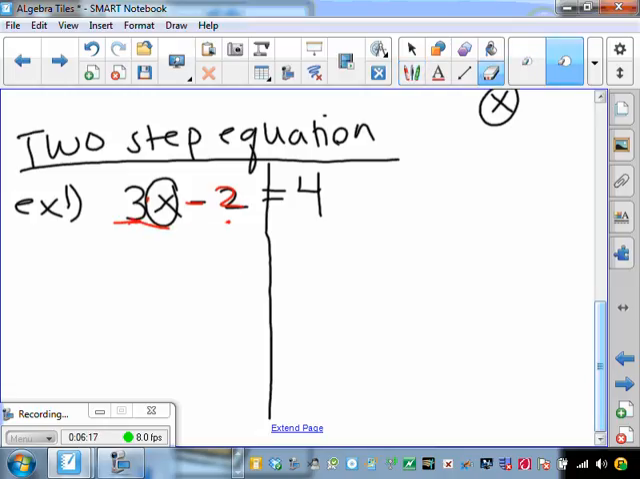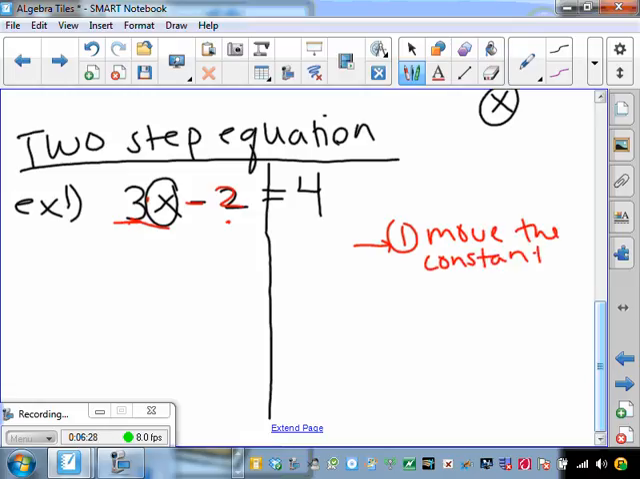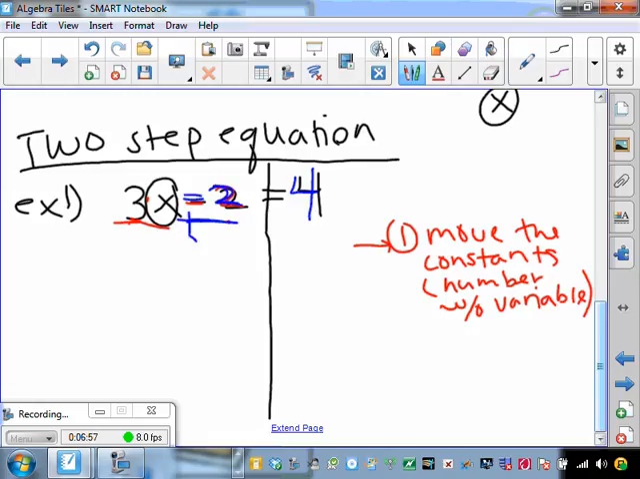The first thing that I always need to move, step 1, is to move the constants, which is just the number without a variable. So what's my constant here? In this case, negative 2 is a constant, and 4 is also a constant. But the one that I want to get rid of is the one on the side of the x. So if I have minus 2, the way I get rid of that is I add 2.